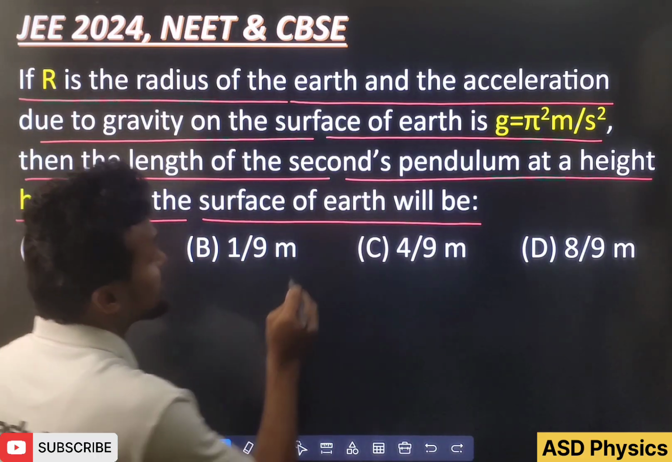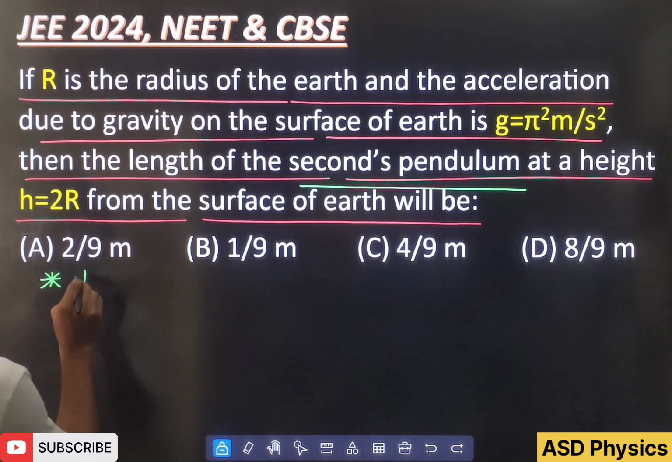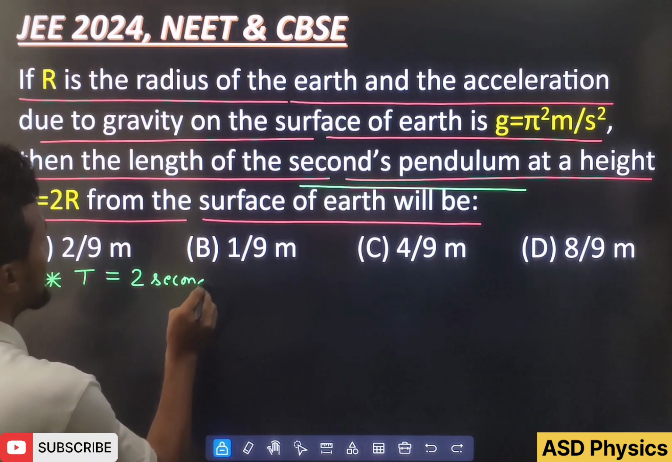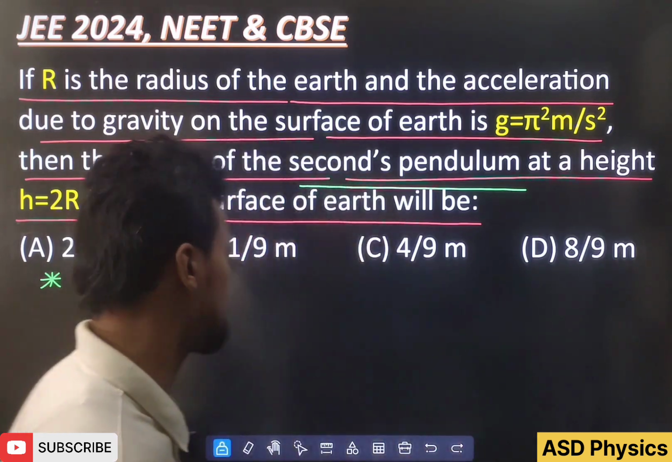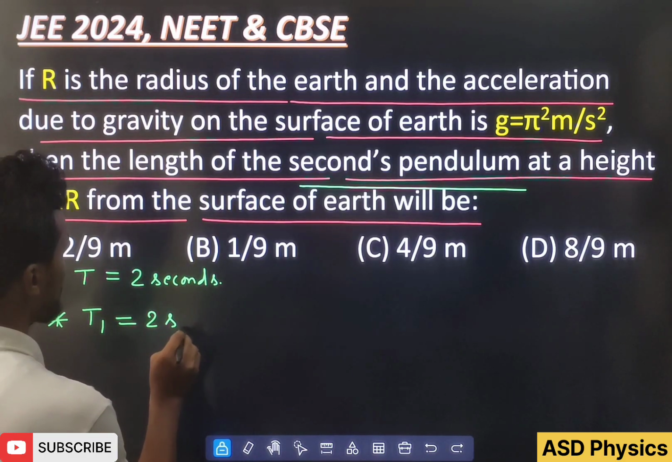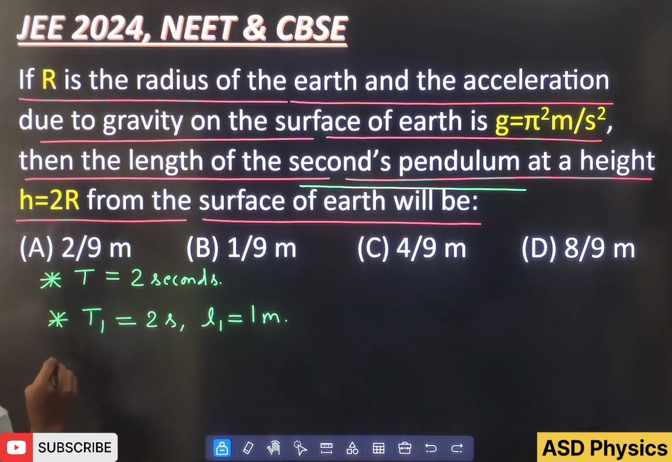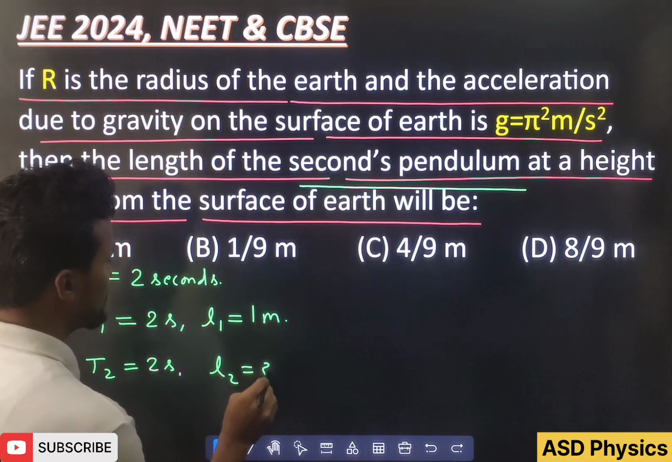Students, here you can see the term second pendulum is coming. Remember that a second pendulum is a type of pendulum whose time period is always 2 seconds, whether it is on the surface of the earth, the moon, or at any height from the planet. Let's take on the surface of the earth, the time period is 2 seconds and the length is 1 meter, remember that. And when we go to the height h, the time period will again be 2 seconds only, it will not change, and we have to calculate the length.